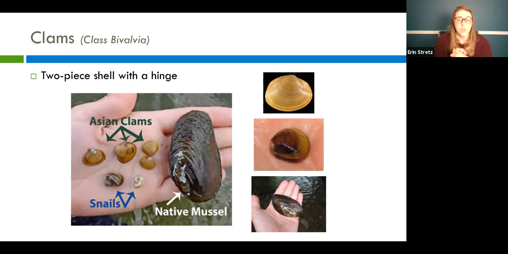There's types of snails, and I'll show a picture of those in a minute, limpets, that almost look like the top of a clam, but they don't have the hinge. They don't have the other side of the shell. It's just the top part has the shell and the bottom is just soft tissue. So for clams, we always want to make sure we have the hinge and the two shells.